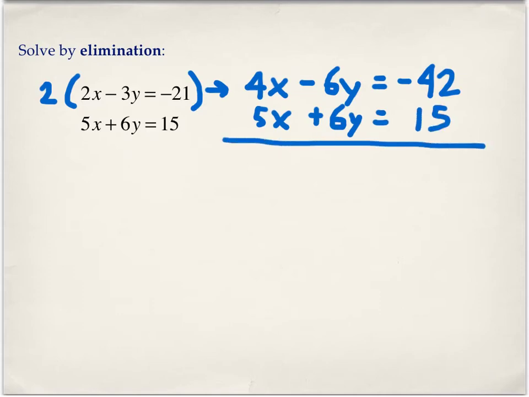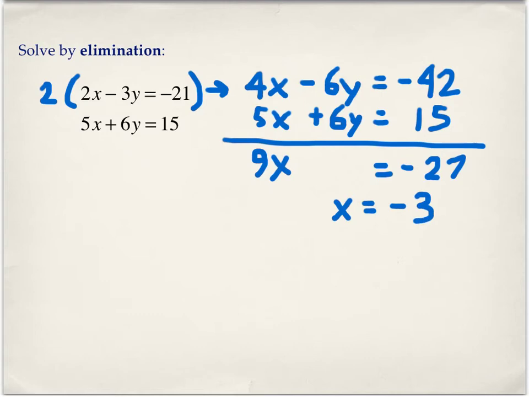Now I'm going to add up these columns, and you can see certainly that now we have one of these opposite situations set up here. And so my y's will be eliminated. Meanwhile, negative 42 plus 15, I believe, is going to be negative 27. And then I can divide by 9, and I can see that x is going to be negative 3.